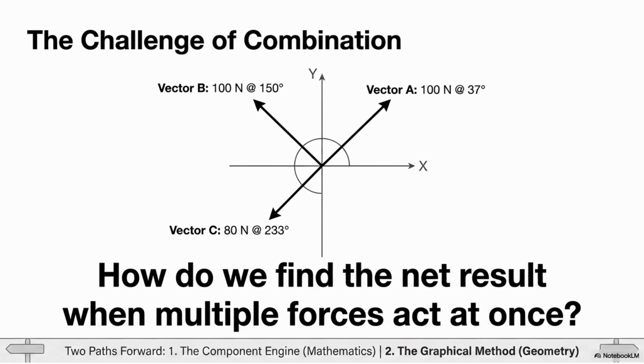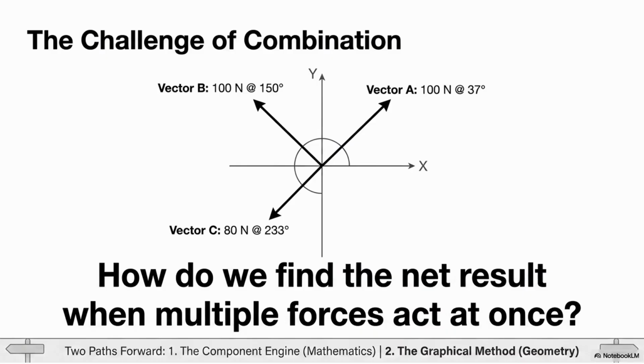Exactly. So vector A is pulling at 100 newtons, which is just a measure of force, and it's at a 37-degree angle. Okay, up and to the right. Right. Then the vector B is pulling at 100 newtons as well, but at a 150-degree angle. So that's up and to the left. Yeah. And then vector C is pulling at 80 newtons, a little weaker, at a 233-degree angle, down and to the left. That is a very chaotic system.